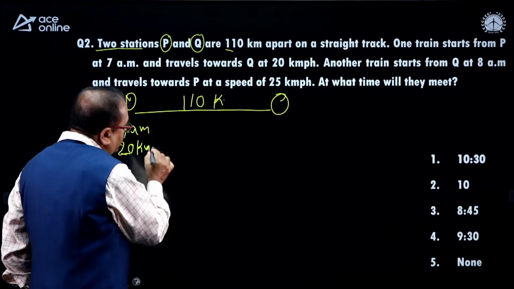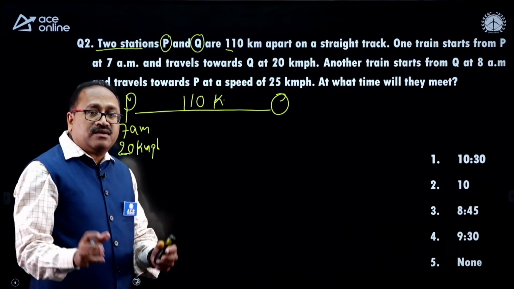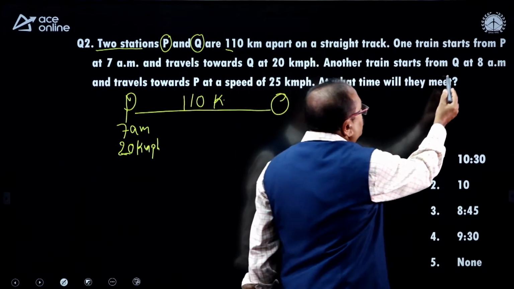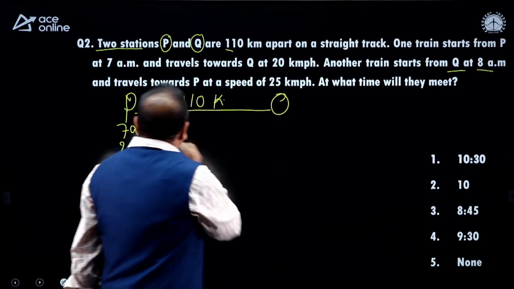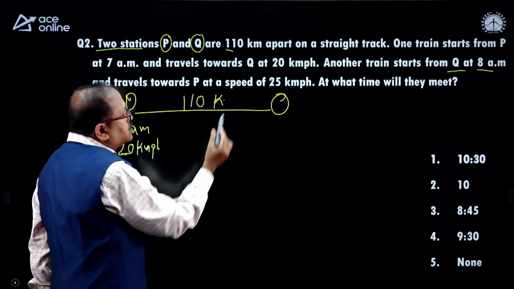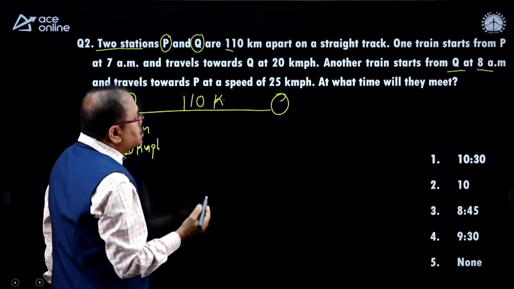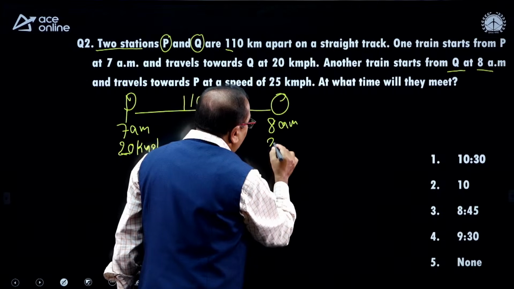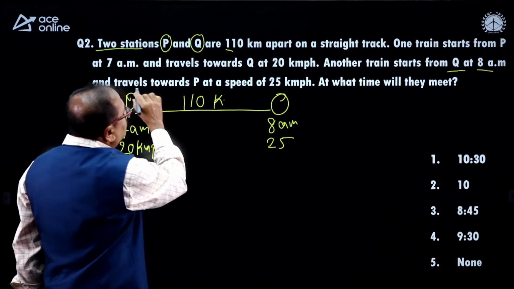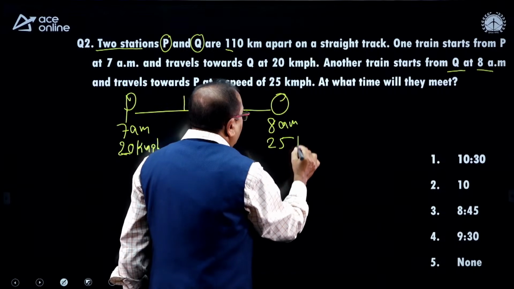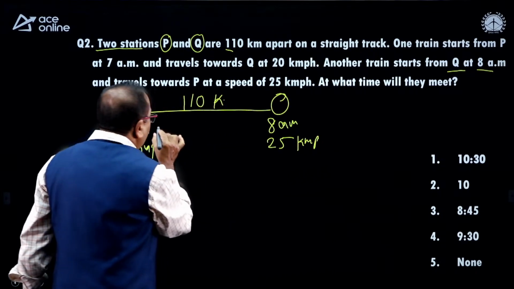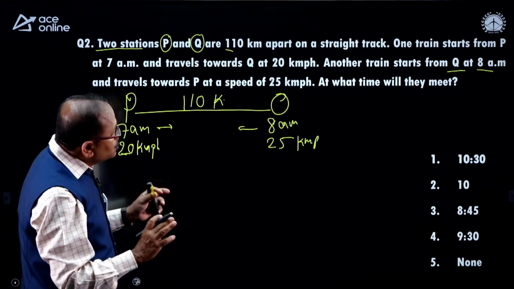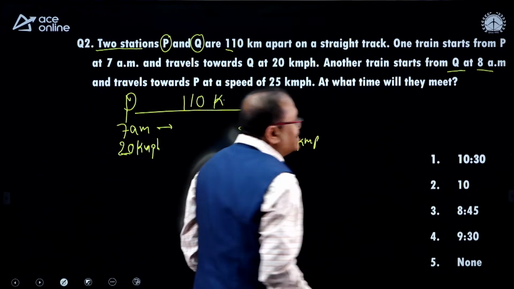I am just writing the question here in order to bring clarity. Now, whereas another train from Q starts at 8 a.m. and travels towards P with a speed of 25 kilometer per hour. Here it starts at 8 a.m. with a speed of 25 kilometer. Yes, 25 kilometer per hour speed. Now both are moving in each other's direction. At what time will the two trains meet?